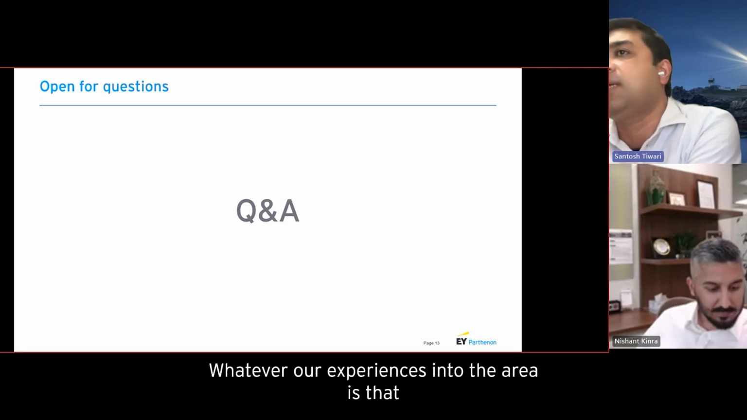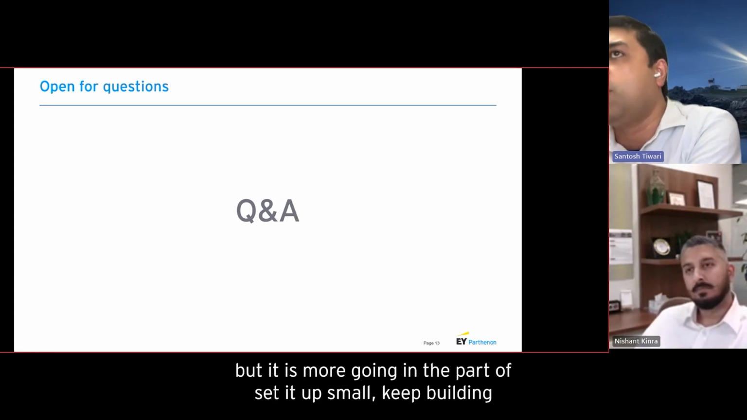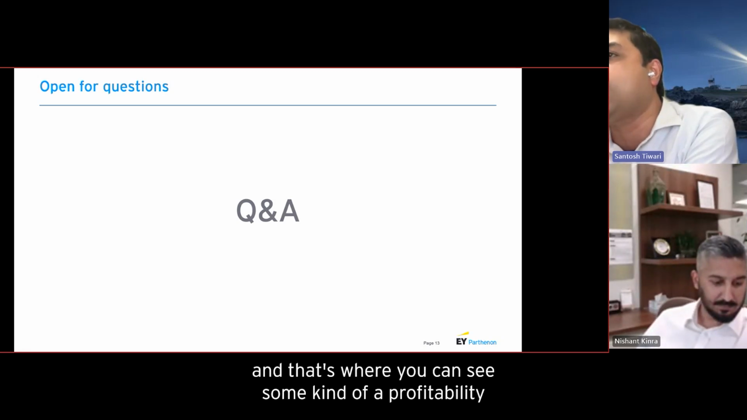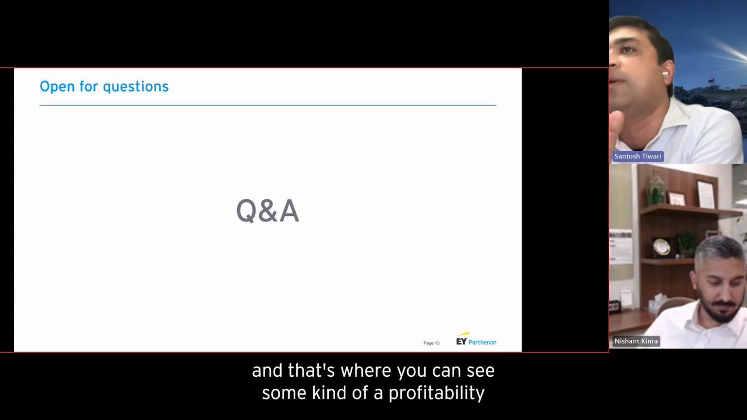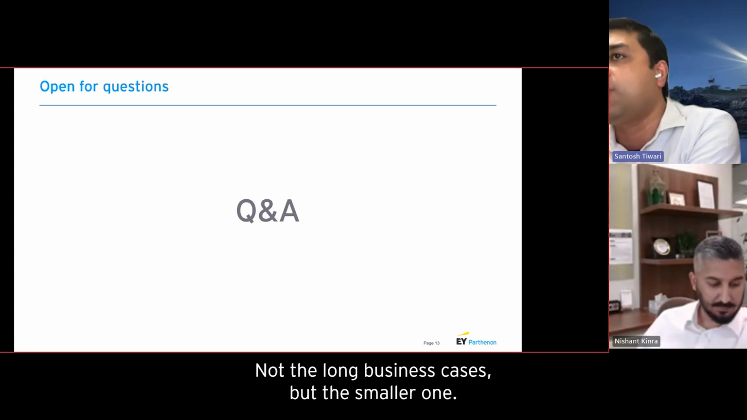Whatever our experience says in this area is that there are very few places where AI is going for a big bang approach. It is more about setting it up small and building step by step, brick by brick, on the capabilities. And that's where you can see some kind of profitability in a short span of time. Not the long business cases, but the smaller ones.